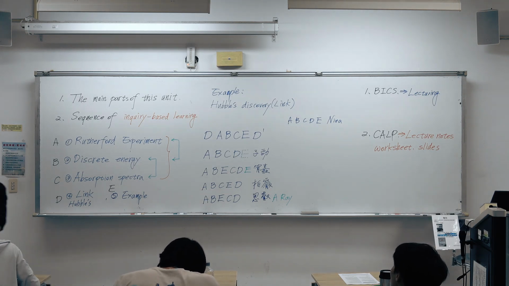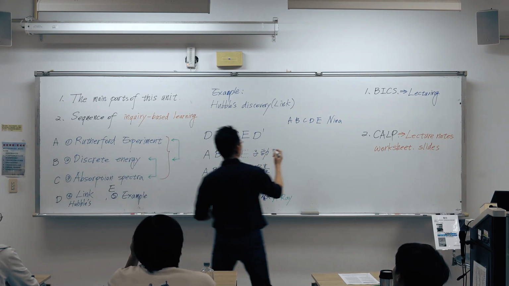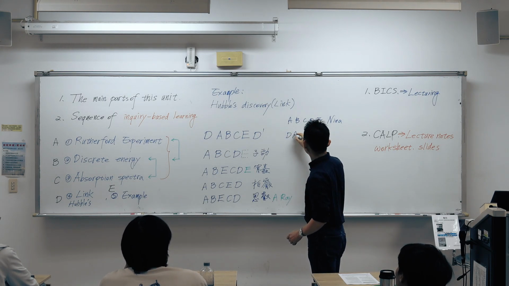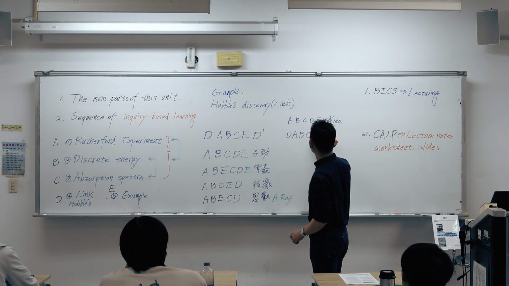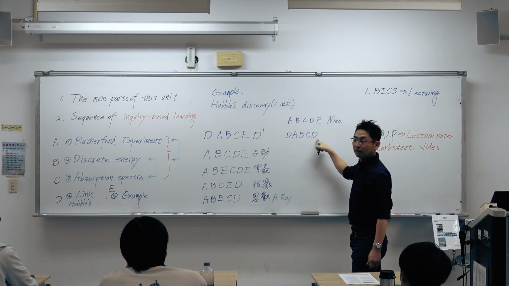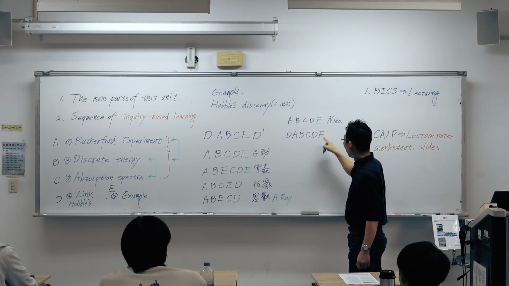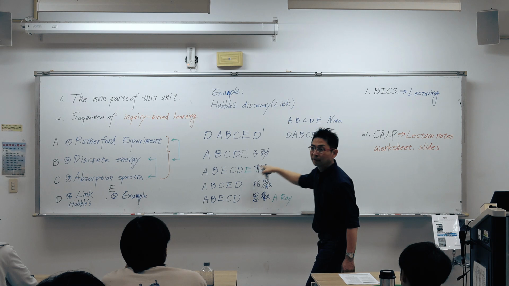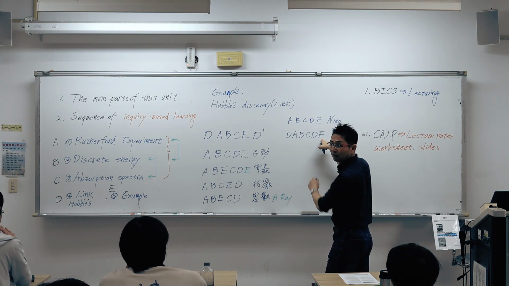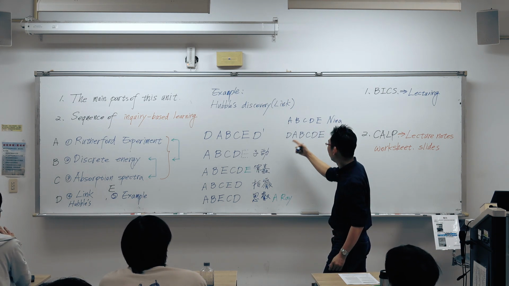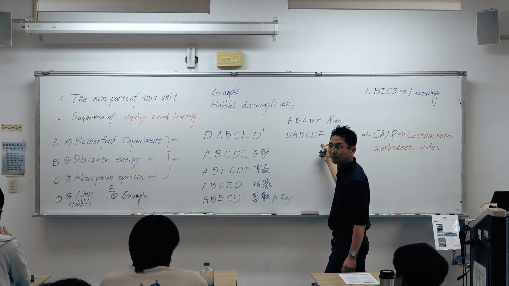D, A, B, C, D, E. Or another kind of E, or E prime, or A, B, C, D, E. Just E.